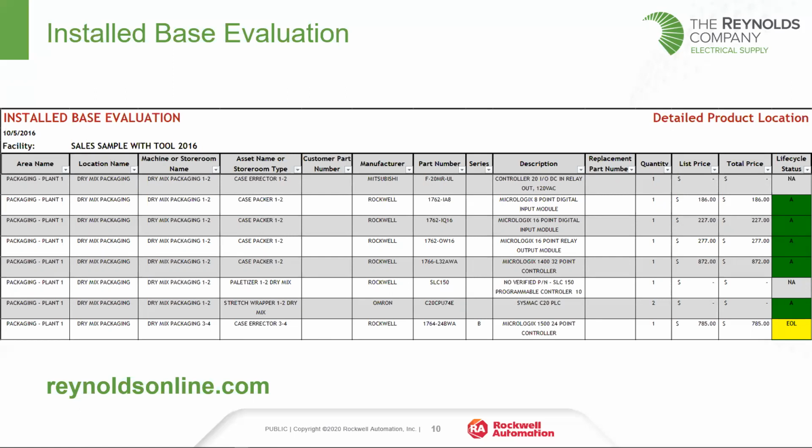Then on the far right, we've got that life cycle data again. So we can use this to analyze and start to realize which parts of the plant are most at risk from a life cycle standpoint, where we're seeing the most discontinued products, and start to make those migration and modernization plans.